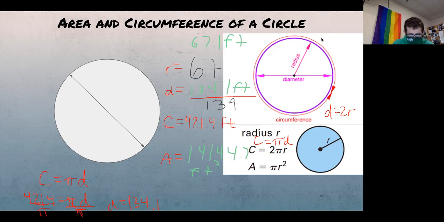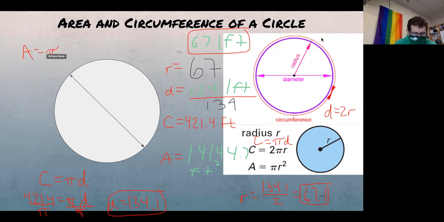So the radius is equal to 134.1 divided by 2, which is going to be 67.1 when I round it. So if we know the radius and we know the diameter and we know the circumference, well, the radius is the key thing. Now I can just plug that in. So now I can do the area equals pi times radius squared. So it's going to be pi times 67.1 squared. And that's where we can get our final answer.